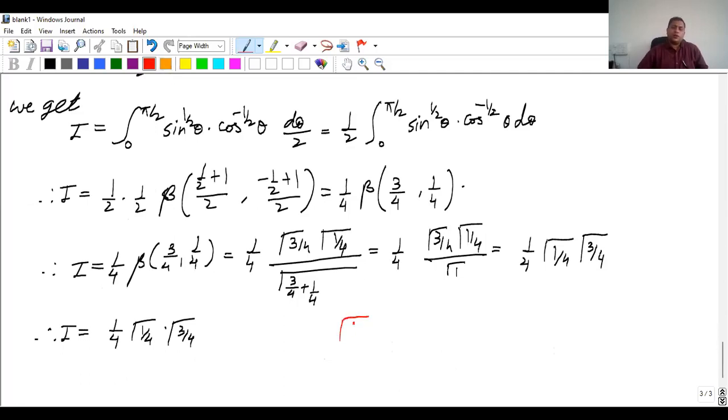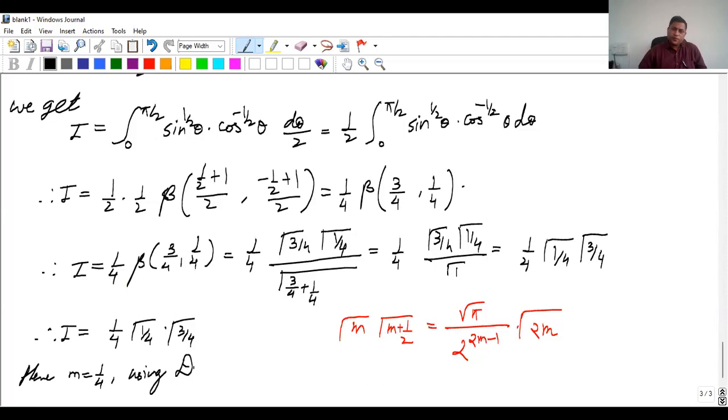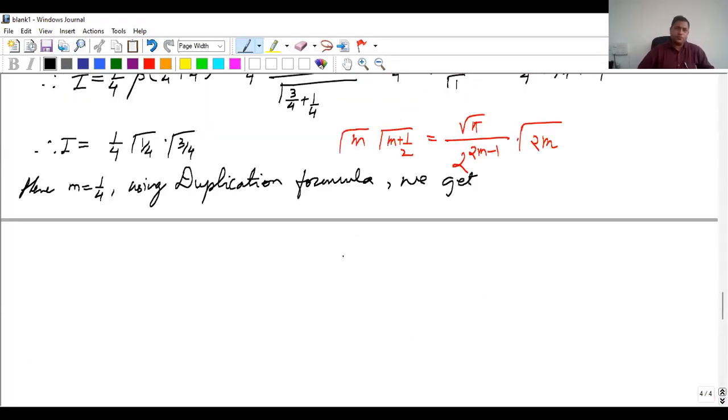So what do we know about the duplication formula? It is gamma m into gamma m plus half is equal to root pi upon 2 raised to 2m minus 1, into gamma of 2m. So here what we know is m is equal to 1 by 4. Here m is equal to 1 by 4, and then using the duplication formula, what do we get?